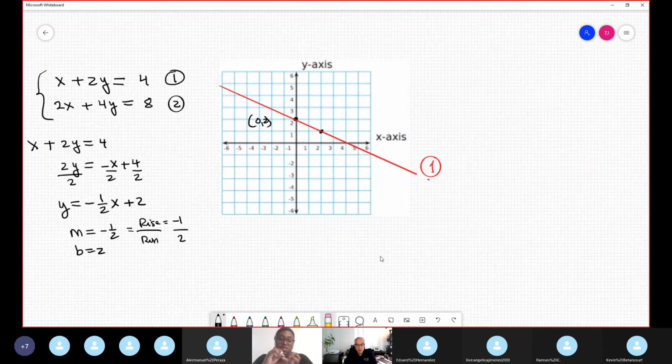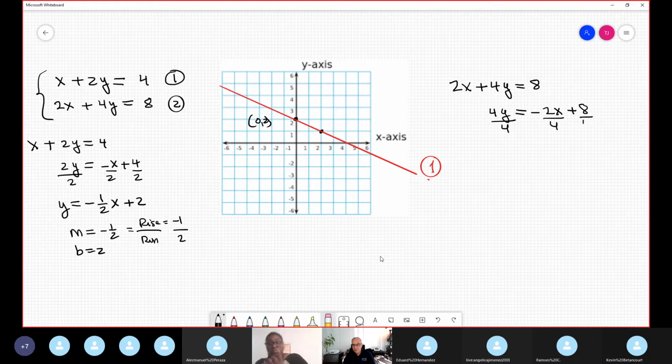I take the equation 2, which is 2x plus 4y equal 8. Again, I solve for y. 4y is equal to minus 2x plus 8. You divide by 4. Y alone is equal to negative 2 over 4, because when you reduce to lowest terms, remember you need to reduce always. Final answer in lowest terms is minus 1/2 x plus 2.